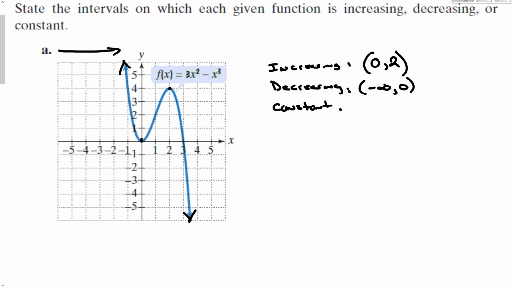Then when I want to put another interval together with it, I put a union symbol. And it also decreases from 2 to positive infinity. Okay? And this function is never constant. Right? It never remains constant. And you can say never, you can say nowhere, you can say whatever you want to say. Okay? Let's look at another one.